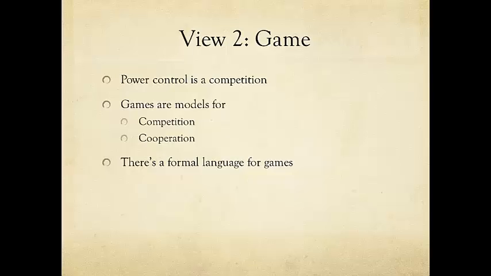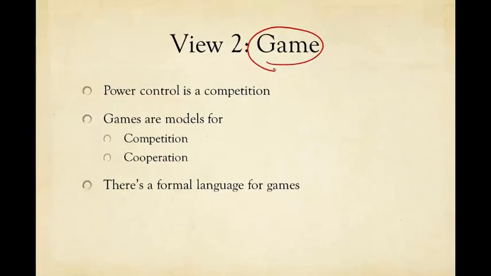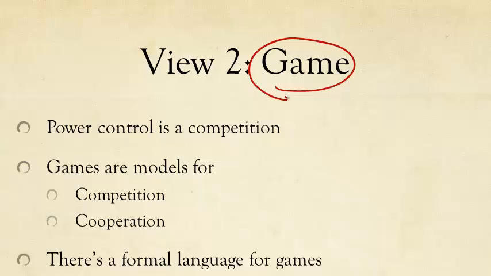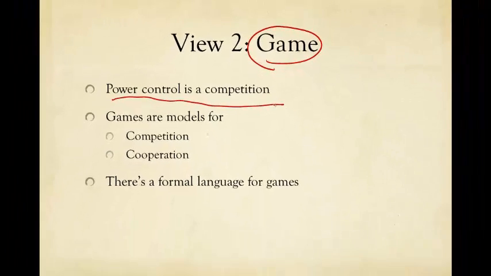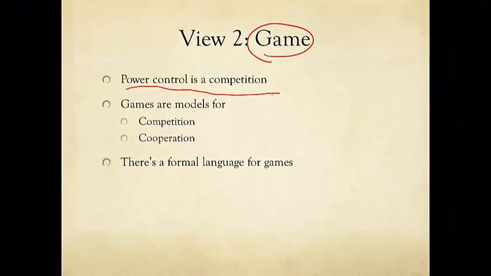The second viewpoint of DPC is game. Just like optimization, a game can be used as a common English word, but in this case we have a very unambiguous formal definition of a game. Now, power control clearly is a competition among the different transceiver peers. Now, we can model competition as well as cooperation with games.